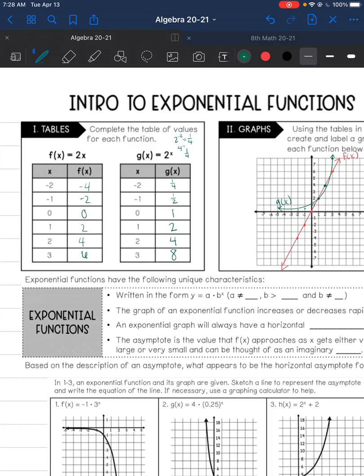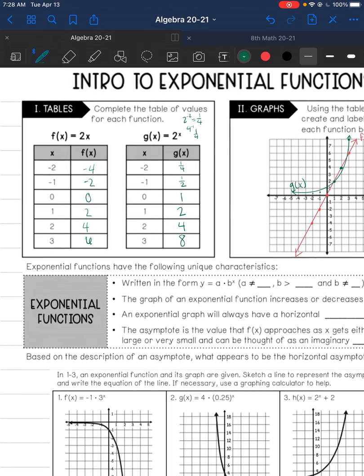But it will never equal 0. Okay, so exponential functions have the following unique characteristics. So this is when we really start getting into what is an exponential function.